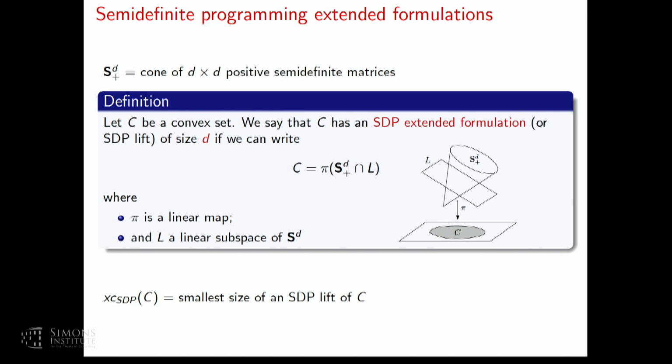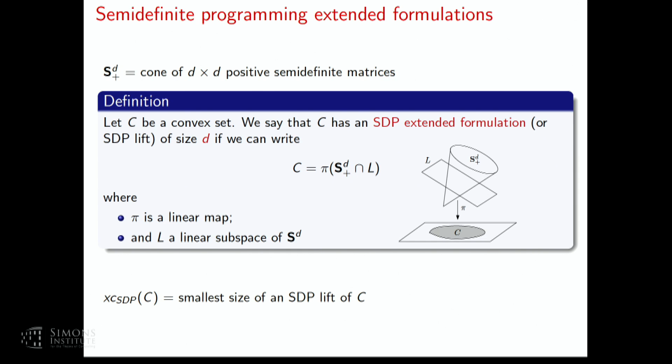The reason we're interested in such a representation is that if you have such a representation of your convex set C, then optimizing a linear function over C becomes a semi-definite program of size d by d. And the SDP extension complexity of a convex set C is the smallest size of an SDP lift, where I measure the size of the SDP lift as the size of the cone, so the d here. This is somehow a proxy to the complexity of solving the SDP of size d.